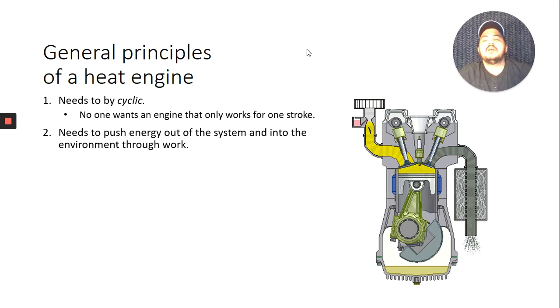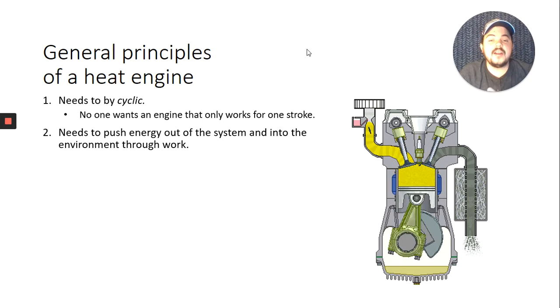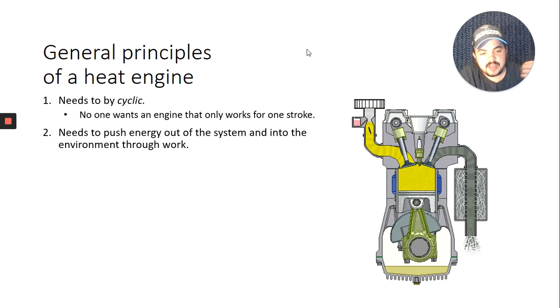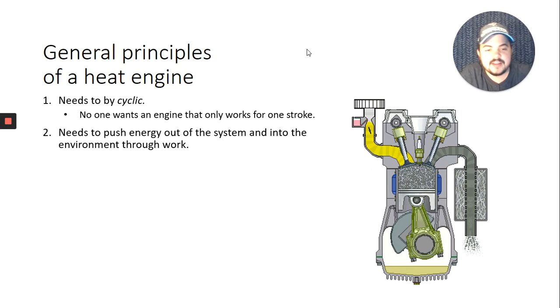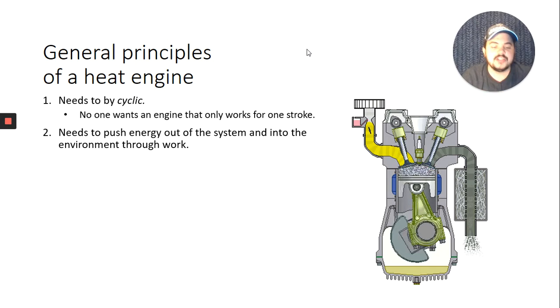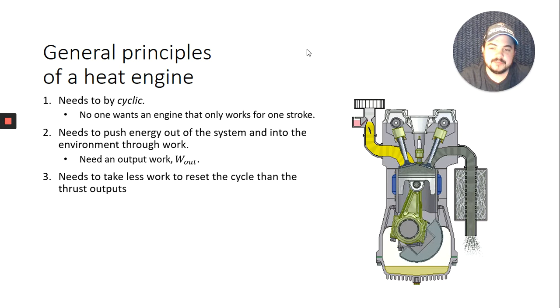Principle number 2, we need to push energy out of the system and into the environment through work. So the connecting rod there, we need to push energy into that connecting rod, which is part of that environment. So we need to send energy out into the world from the gas. So we need an output amount of work, W subscript out.